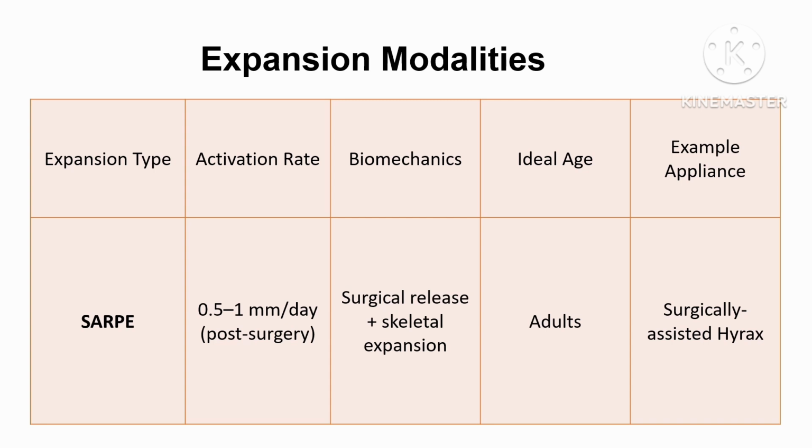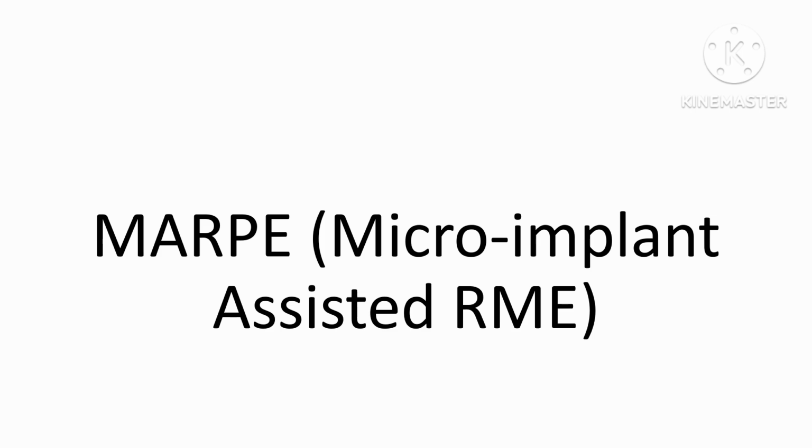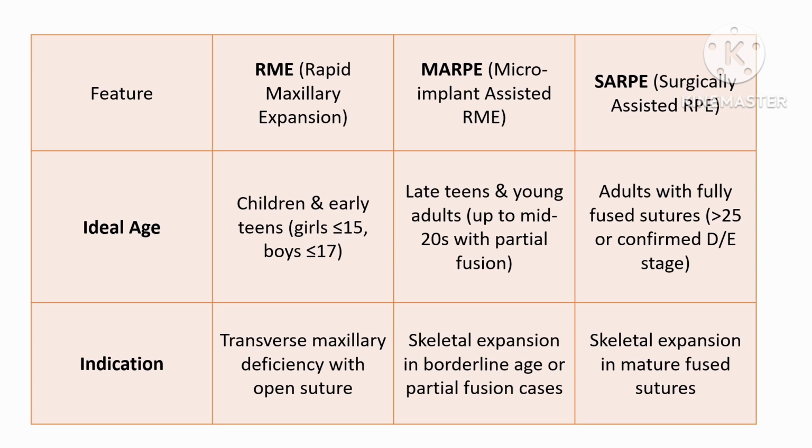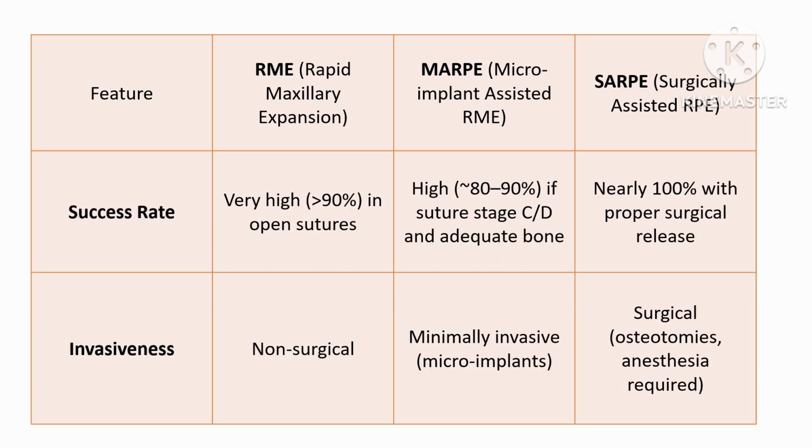MARPE, or micro-implant assisted rapid palatal expansion, works by placing small titanium screws directly into the palatal bone. These screws act as anchors, so when the expander is activated, the force is delivered straight to the skeleton rather than through the teeth. This approach allows us to achieve true skeletal widening in older teenagers and even some adults without the need for surgery. MARPE bridges the gap between traditional RME and SARPE. It gives us a non-surgical option for those cases that are borderline for skeletal maturity.